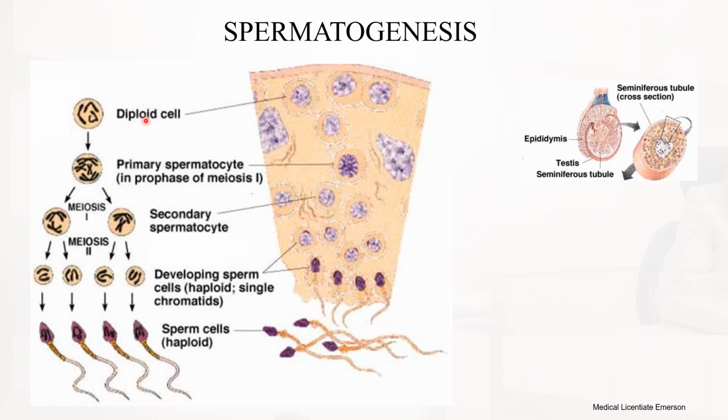So the cells usually start from a diploid cell. Then they go through the first phase of meiosis, which is prophase 1 of meiosis 1. That's where we make the primary spermatocyte. Then they undergo further cell division and become two cells, the secondary spermatocytes, and this is still within meiosis 1. Then in meiosis 2, we find that the cells now have 4 non-identical daughter cells, and that is where we have the developing sperm cells, which are haploid and have single chromatids.